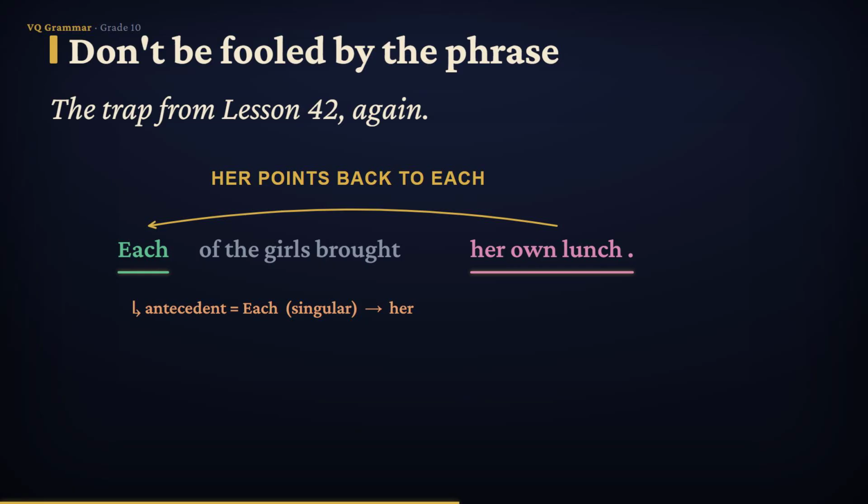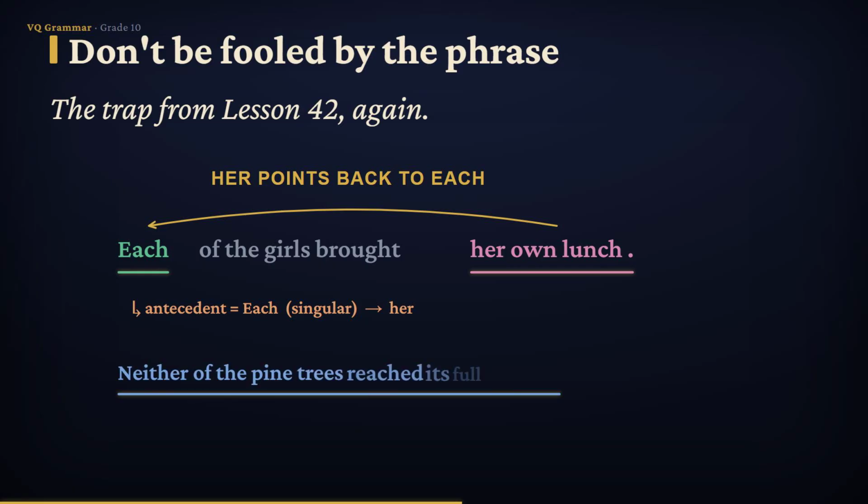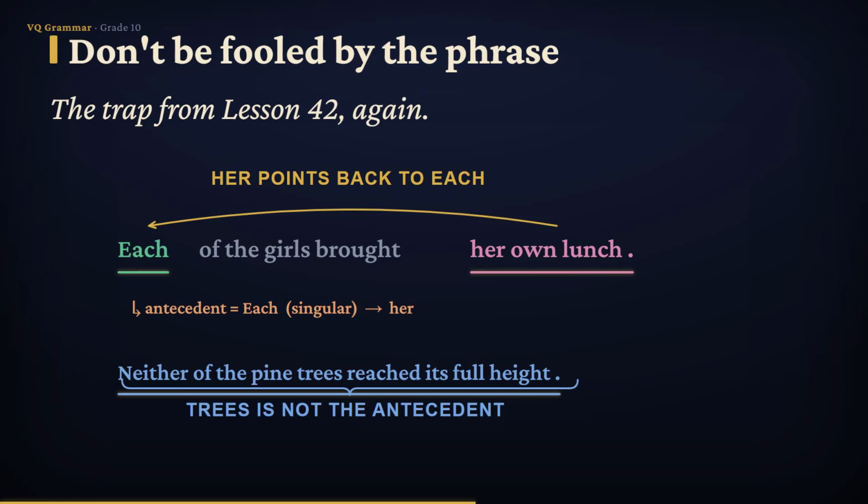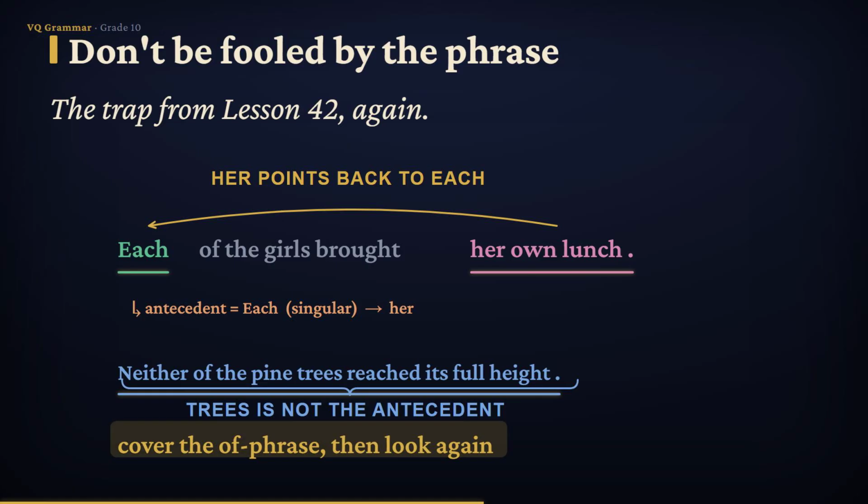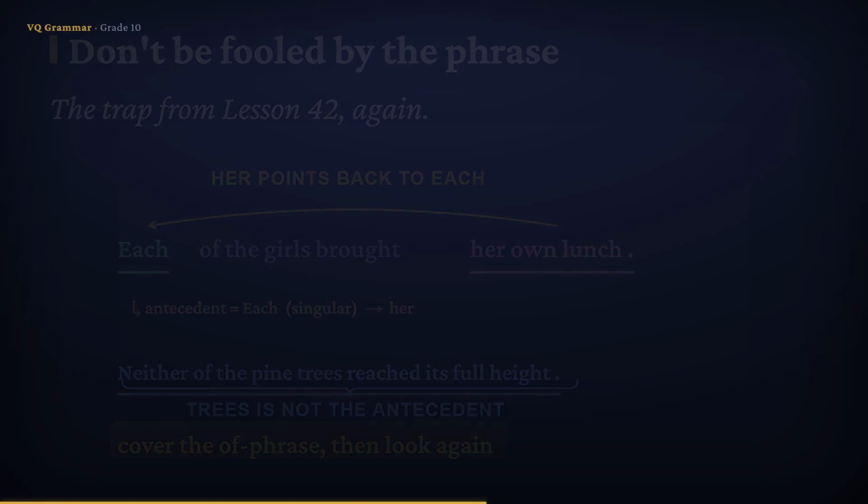Now the same trap in a new coat. Neither of the pine trees reached its full height. Trees is plural, but neither is the antecedent. Neither is singular, and so the pronoun is its. The move never changes. Cover the of phrase with your finger, and then look again at what is left.